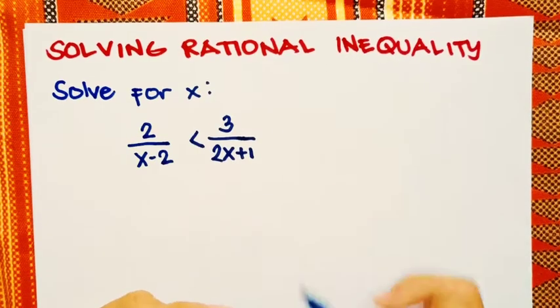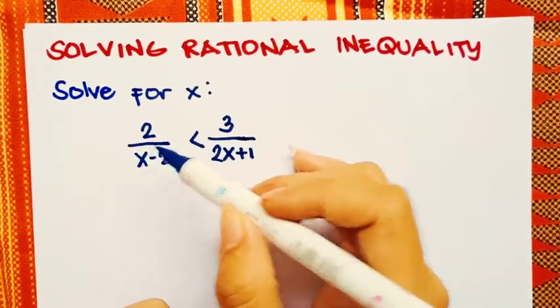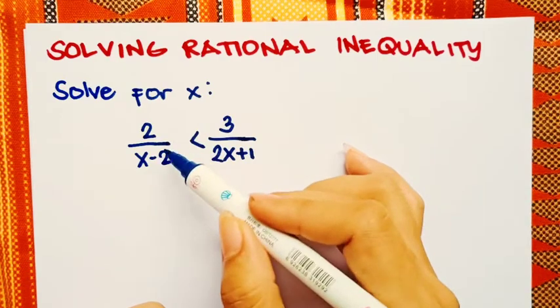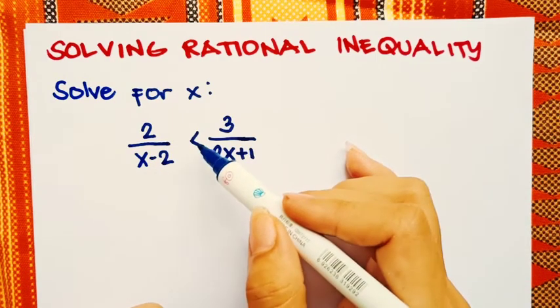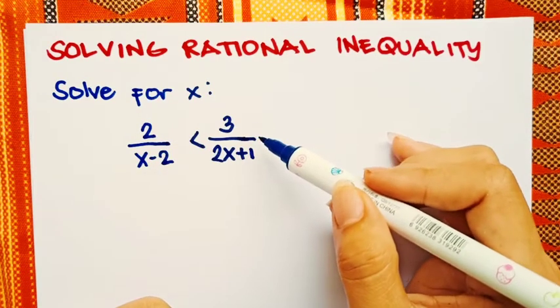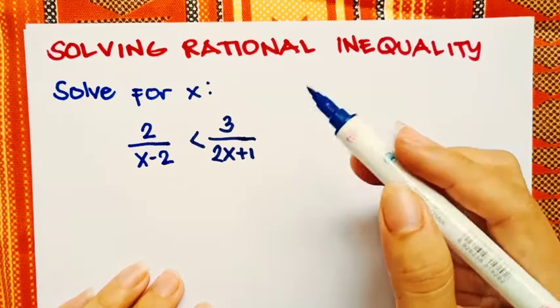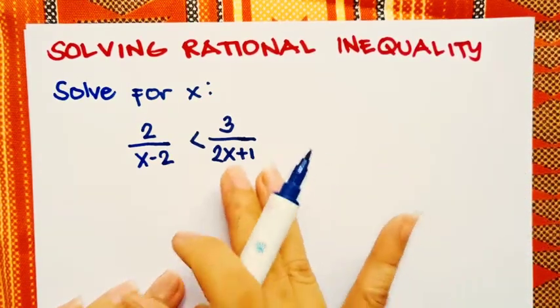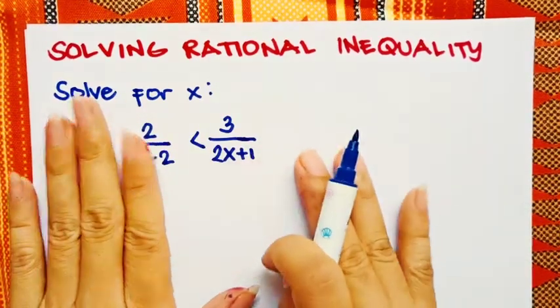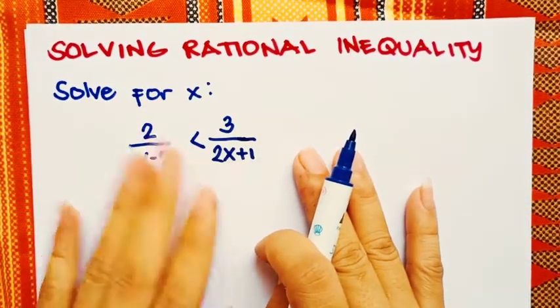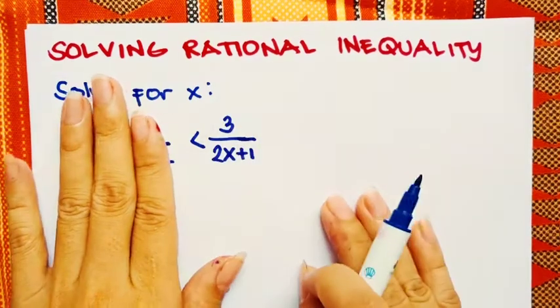Okay, for our next example, solve for x in 2 over x minus 2 is less than 3 over 2x plus 1. So, makita ninyo nga both sides sa inequality na ay mga rational expression.